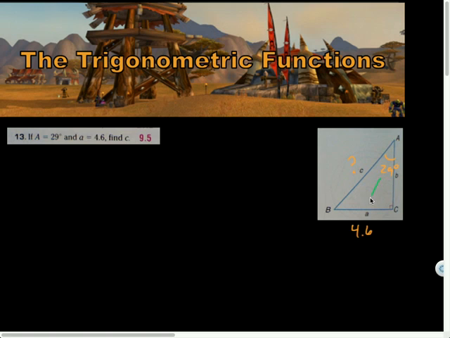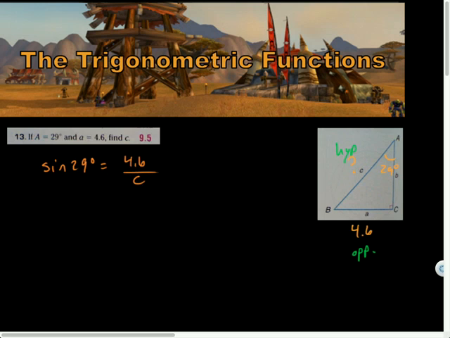So from angle A's perspective, what is 4.6? The opposite leg, right? And what is C? Hypotenuse, because it's opposite of the right angle. So what trig ratio compares opposite and hypotenuse to some degree? Sine. So I'm going to say that sine of my 29 degree angle is equal to the opposite, so that's 4.6, divided by the hypotenuse, which is my unknown length C.